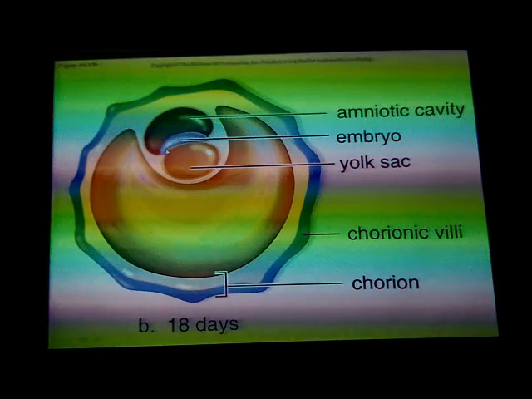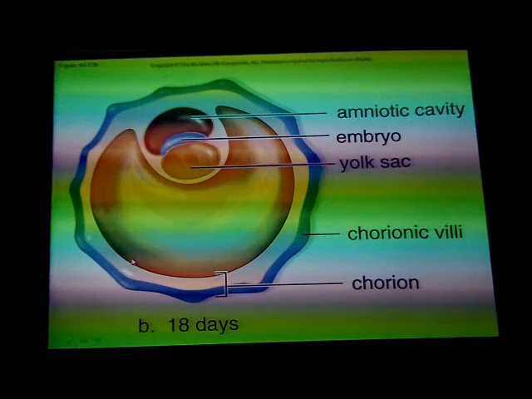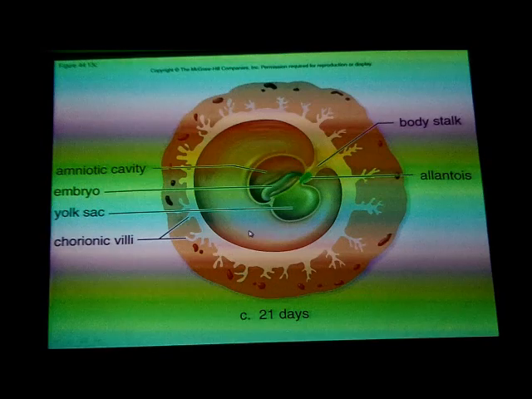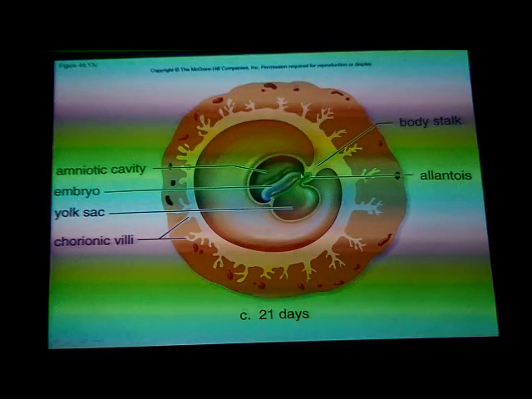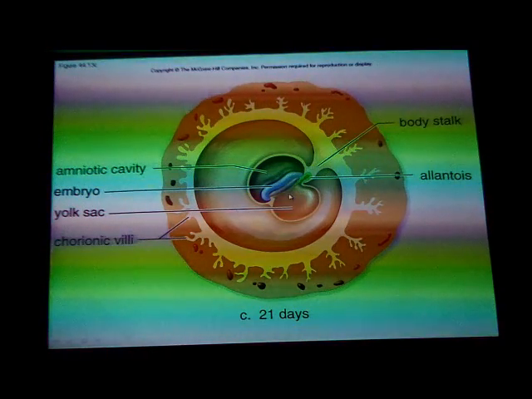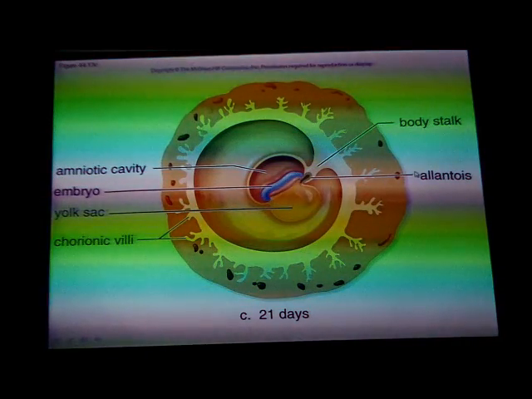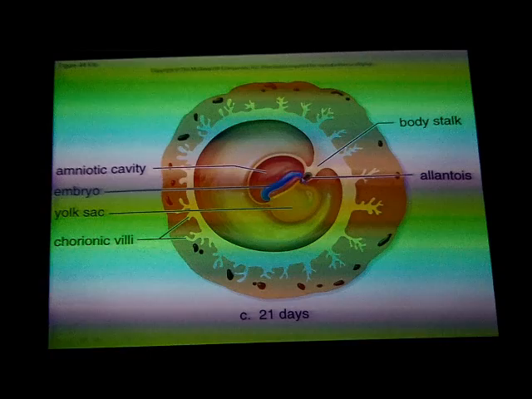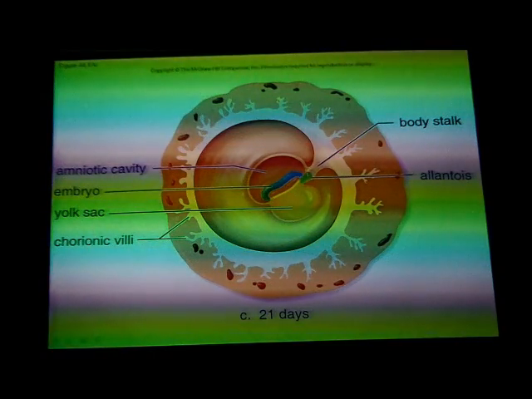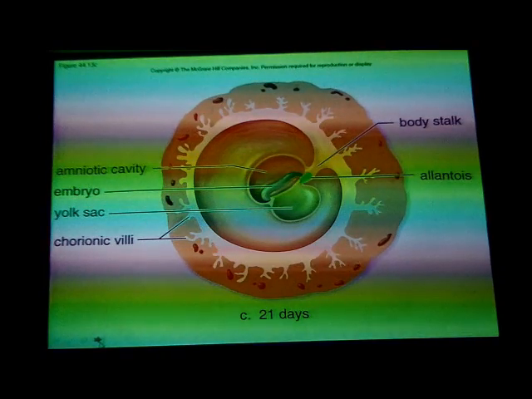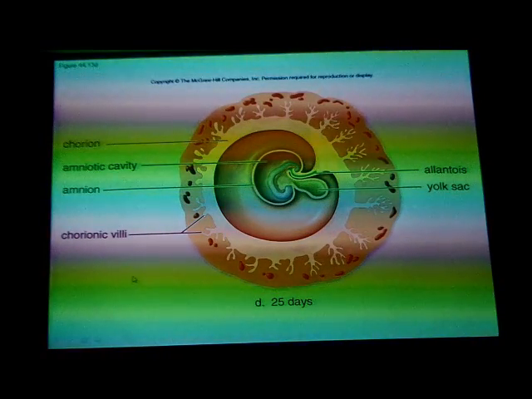Here's after 18 days, the embryo starts to form a little curved disc. After 21 days, the embryo gets even more curved. The yolk sac is starting to form a new membrane here called the allantois. That's where the wastes from the embryo are going to go. And that's going to eventually form the umbilical cord, a connection to the mom.